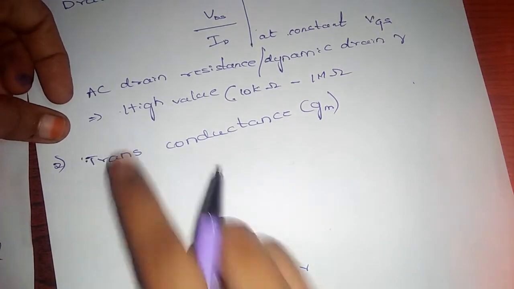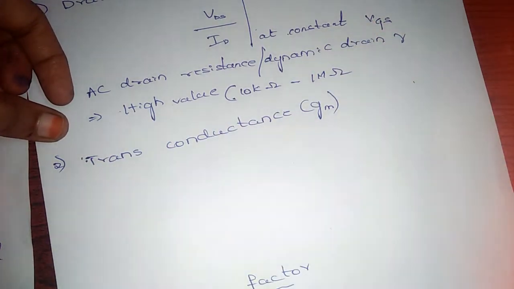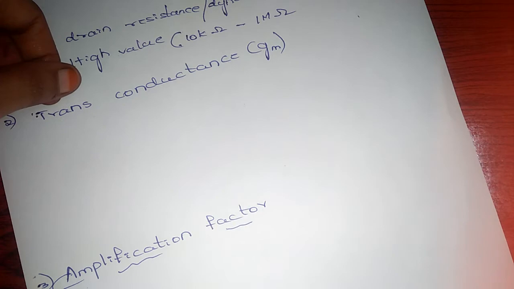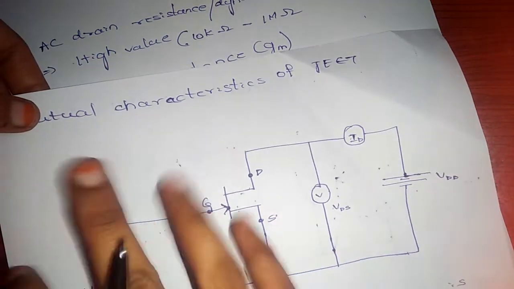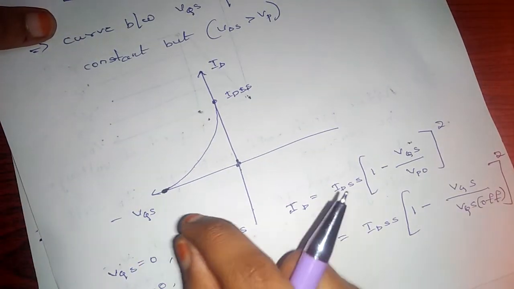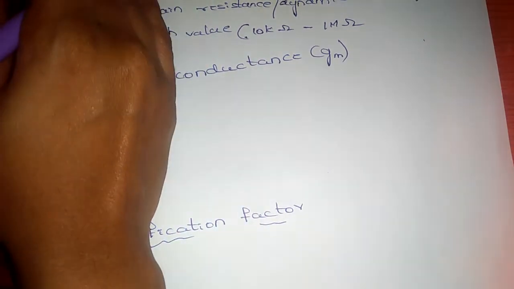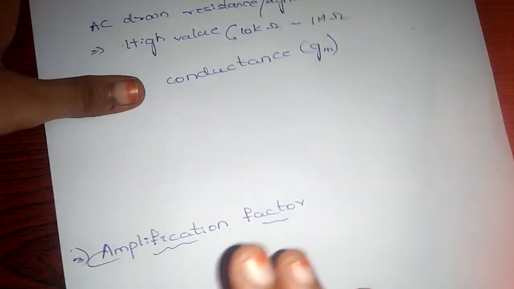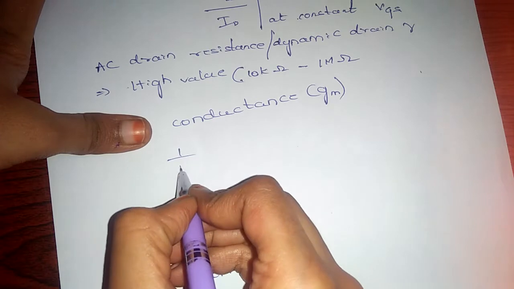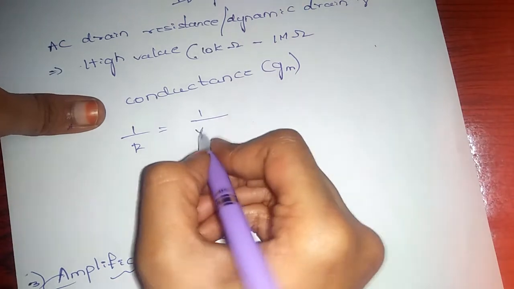Then look at transconductance. We have to know the conductance at the transfer characteristics. So what are the transfer characteristics of a JFET? It is nothing but the mutual characteristics. Here we take between ID and VGS. So what is conductance? It is nothing but the inverse of resistance. So what is the resistance? V by I.